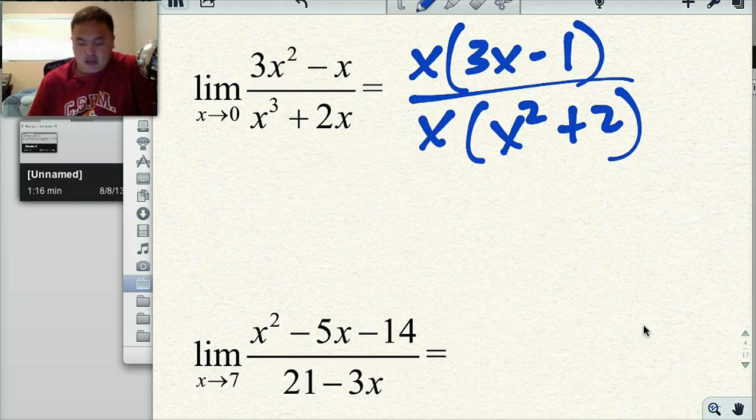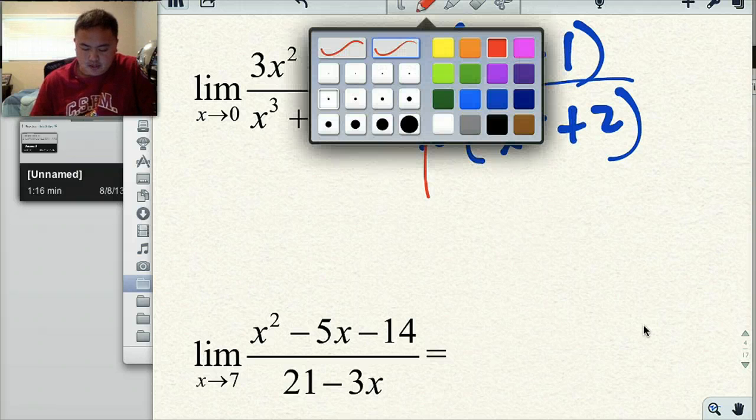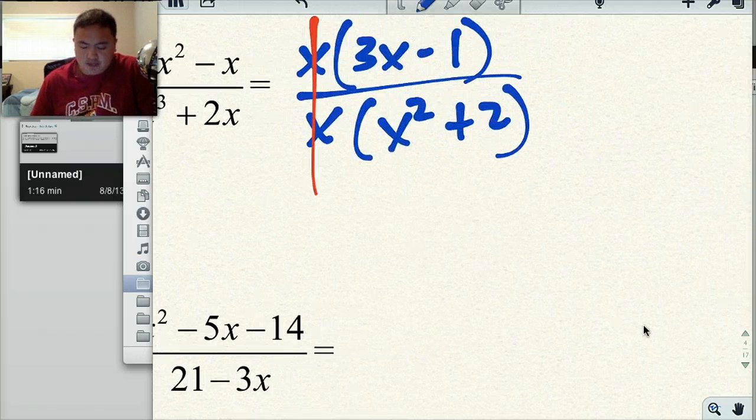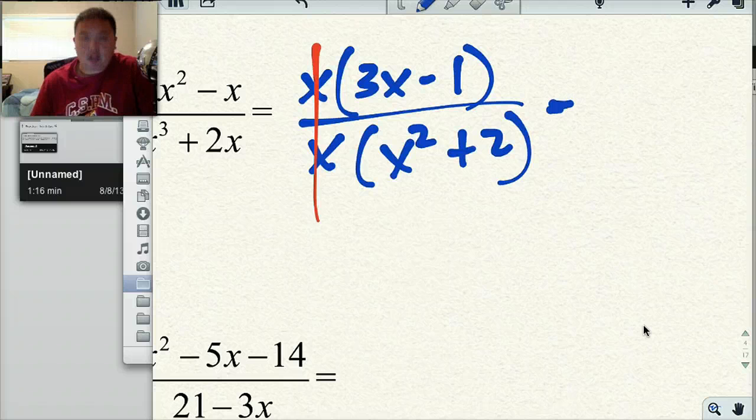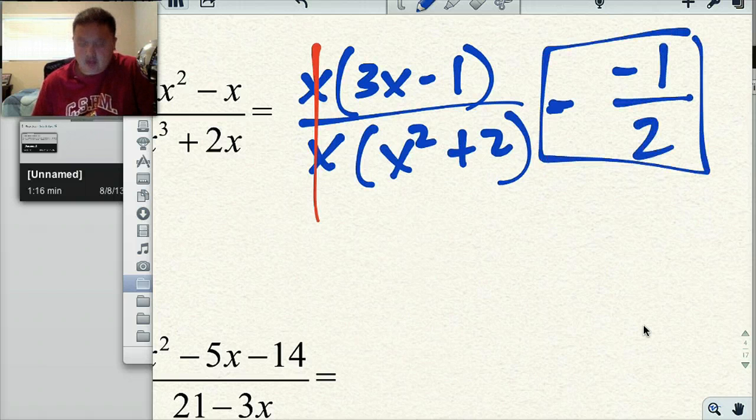So now I have an x on the bottom and an x on the top, which means these two cancel. Because something cancels, now I'm going to try plugging in the 0 again. If I plug in 0 into the numerator, 3 times 0 minus 1, I get a minus 1 on the top, and the bottom I will get a 2. So my answer is negative half.